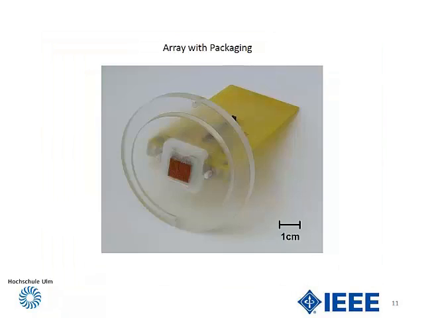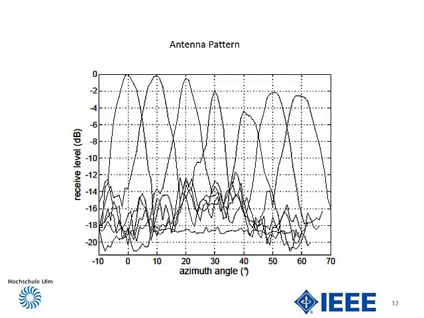This shows the array with packaging. We created a standard interface for all our samples. As you see here in the middle is the array, and the PCB behind that is dedicated to drive the single array elements. All is covered by a tube. The receiver and transmitter is outside of the water and is connected through a cable with a waterproof connection to our antenna. This is one sample of the antenna pattern which we achieve.